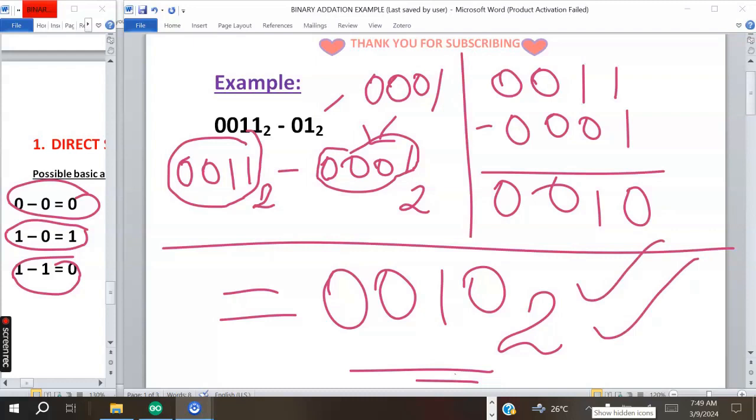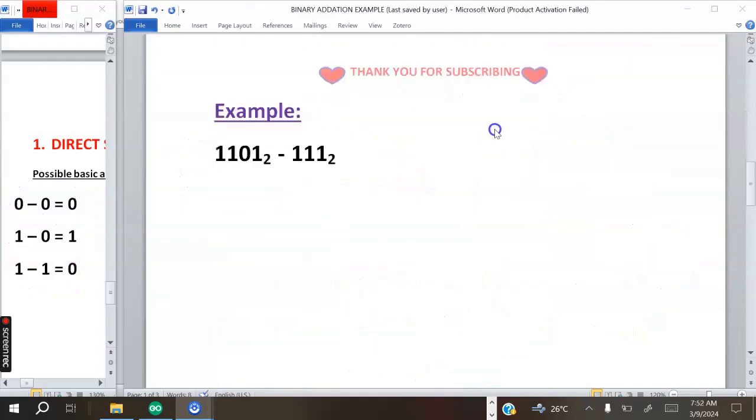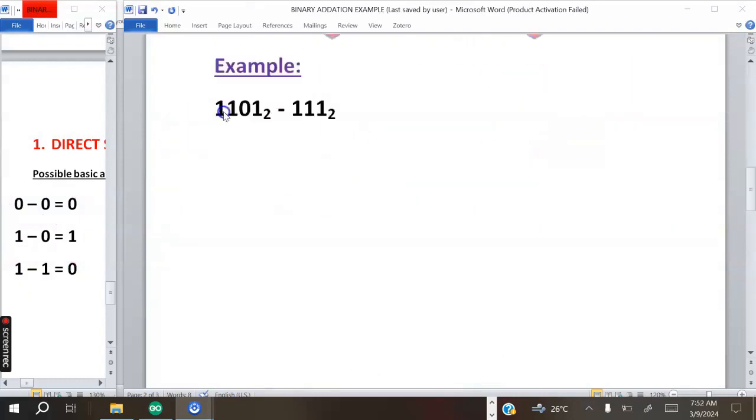Okay, let's move to our next example, where we have 1, 1, 0, 1 base 2 minus 1, 1, 1 base 2. Remember the rules. Number 1 is to ensure that the number of binaries are equal. If you have 4 binaries, the other side should always have 4, so that they are equal on both sides. So for you to ensure that both sides have an equal number of binaries, you are supposed to add zeros on the left hand side.